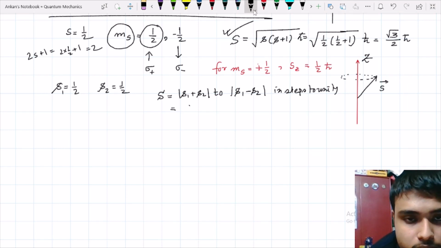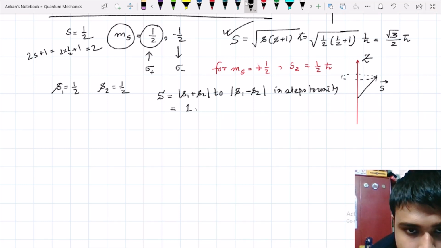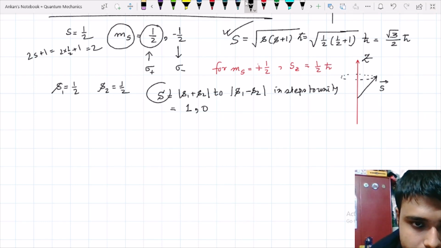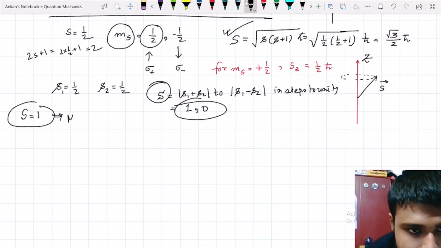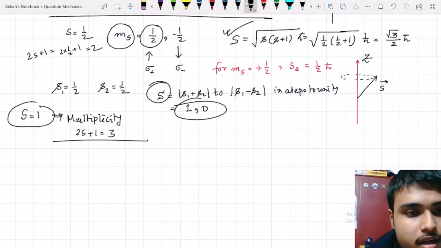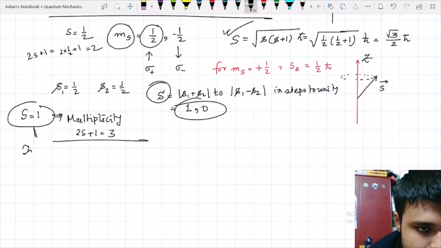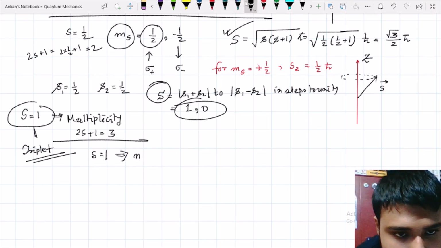So what will be the value? 1, 0. There are two possible values of s. Now for s equal to 1, what is the multiplicity? Multiplicity 2s plus 1 will be 3, and this corresponds to the triplet state. Now for the value of s equal to 1, what are the values of ms? It may be minus 1, 0, plus 1.